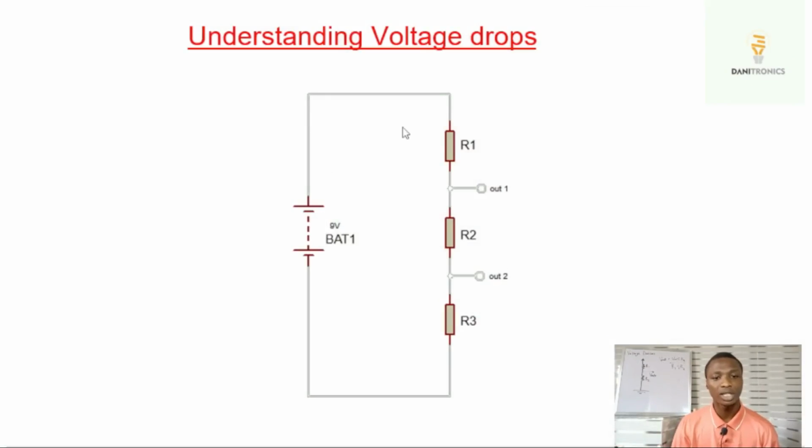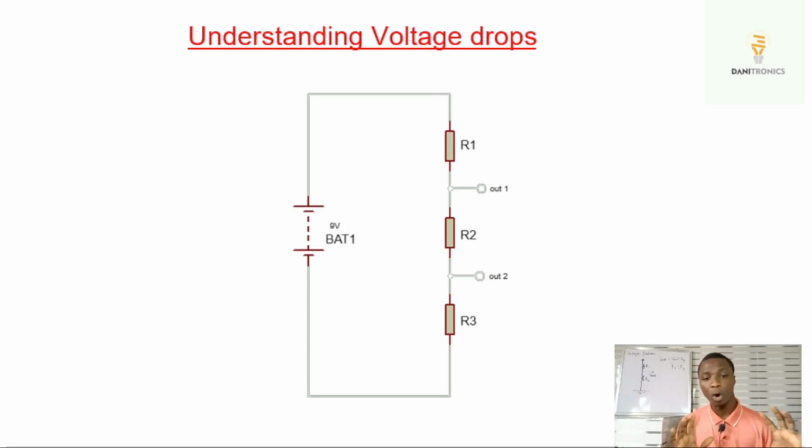Now let's look at this circuit critically. We have three resistors connected in series, R1, R2, R3. If you remember in my previous lectures, I said resistors are used to oppose the flow of current. So once this circuit is connected and current begins to flow out of the battery, resistor R1 tries to oppose the flow of that current.